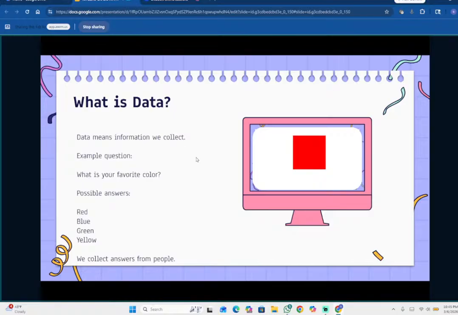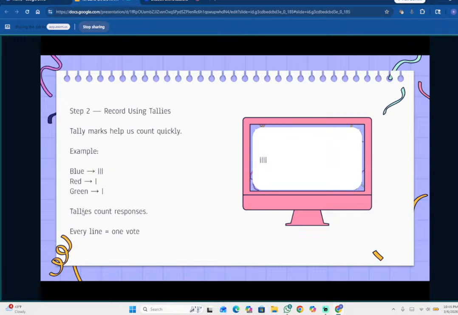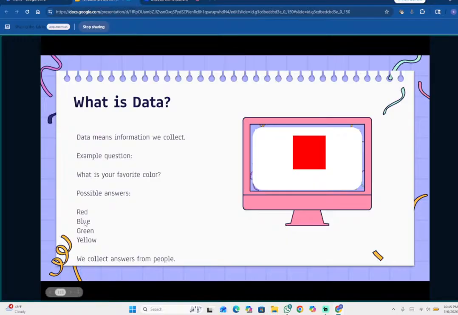General questions, for example, what is your favorite color? So possible answers could include red, blue, green, and yellow. We collect answers from people.